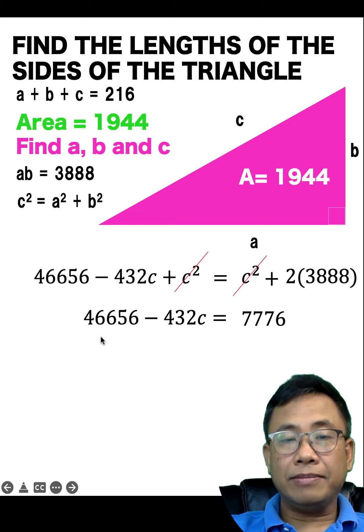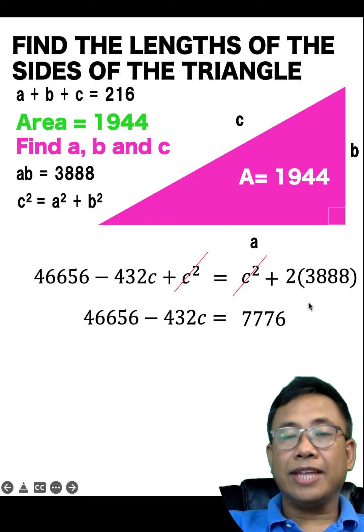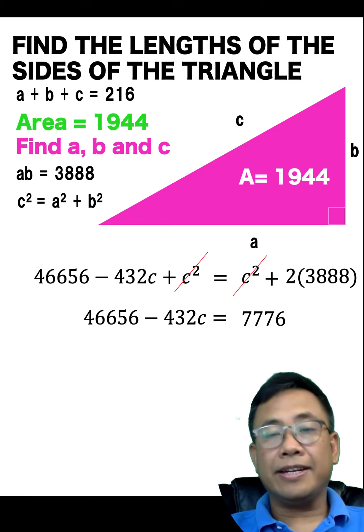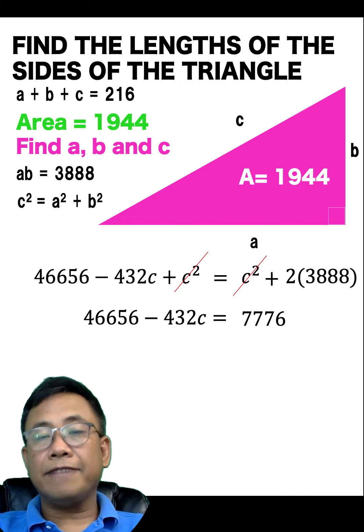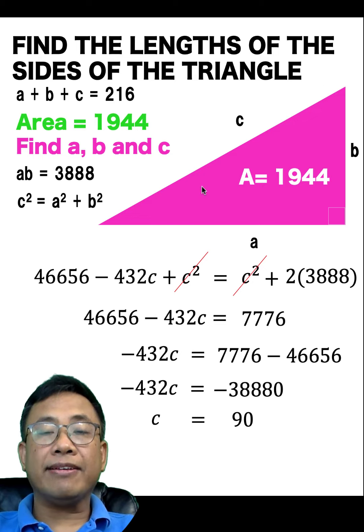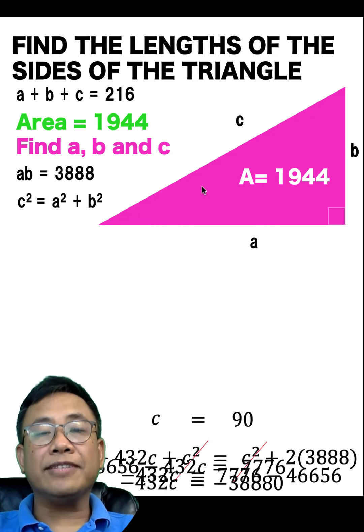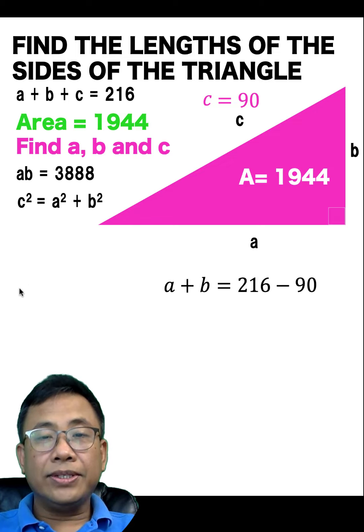We copy this term, copy the second term, subtract C squared from both sides, so these two are cancelled out, and multiply the right side to get 7,776. Then solving for C, we subtract 46,656 from both sides, and so we arrive at C equals 90. So the length of the hypotenuse of this pink right triangle is 90. Let's remember this value.